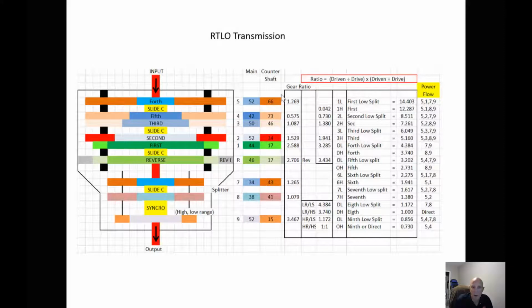If we take a look at all our gear ratios, we can take a look at our input. So again, it'd be driven over drive, and then depending on, let's just say we're in reverse, it'll be 66 over 52 times 46 over 17. Now again, to get reverse, we have to have a reverse idler. Reverse idlers are not counted in the gear count, just the gears.